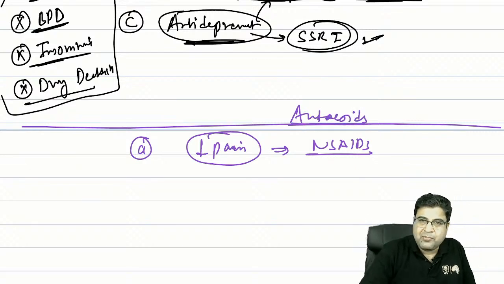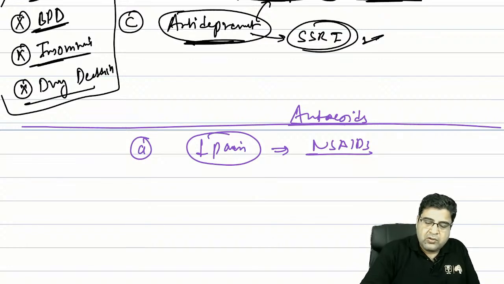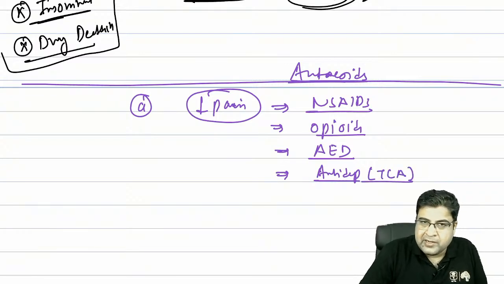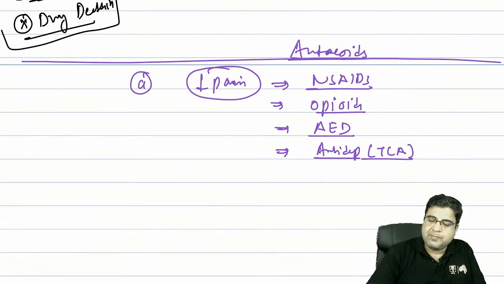So NSAIDs are important, that is painkiller. Now we can also use opioids as a painkiller, that you have to read. We also use anti-epileptic drugs as a painkiller for neuralgia, that you have to read. In antidepressants, tricyclic antidepressants like nortriptyline, amitriptyline can be used as a painkiller that you people have to read, right?